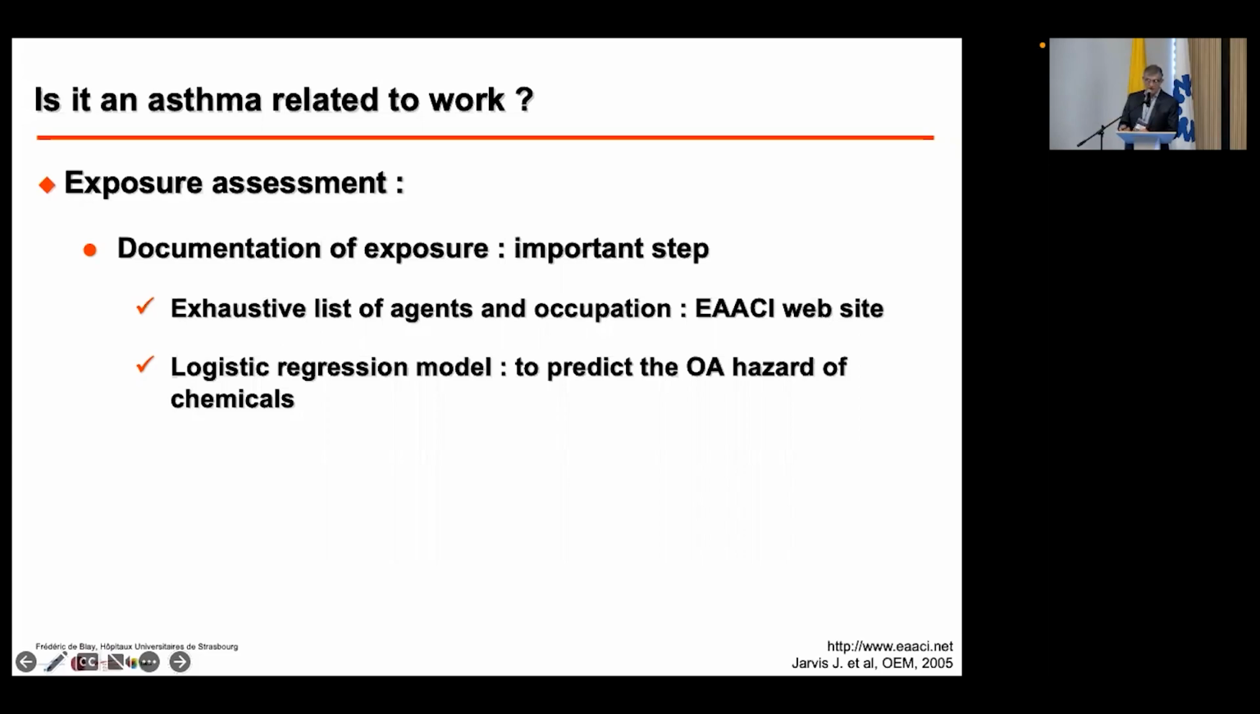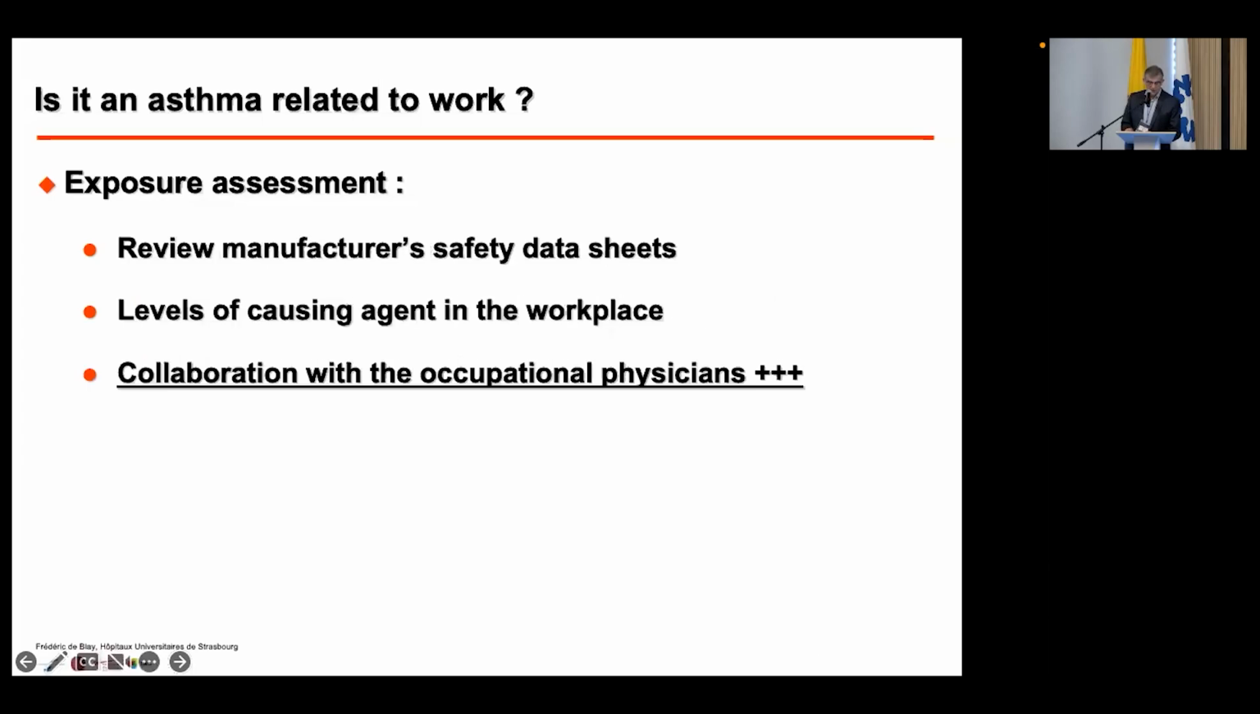So the exhaustive list of agents, yes, you have a European Academy website in which you have all the different products. It's very helpful to know to which pollutant the patient is exposed. And this collaboration with the occupational physician is very, very important, of course. I think the problem is that the list of products could be very long, so it's very difficult to know that.